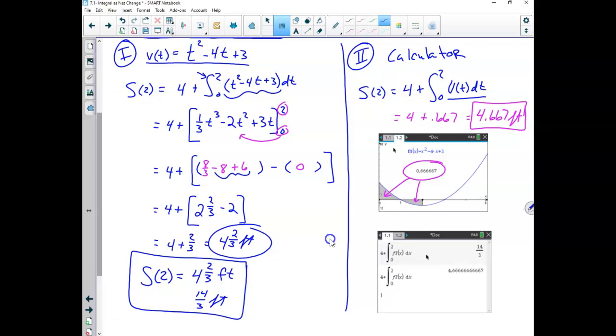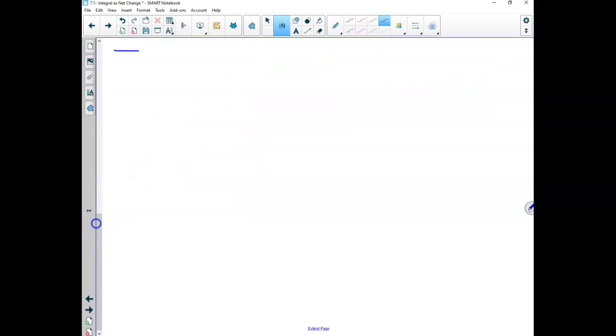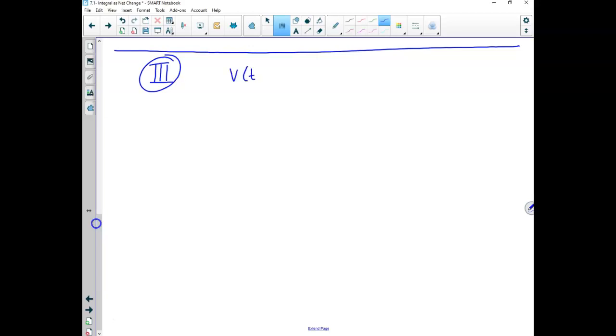Well, just so you know, there's a third way to do this, okay? What do you mean a third way? Well, let's come across here. I know the third way that I can get this is still algebraically. Well, how come? Well, I know V of t equals t squared minus 4t plus 3. And I also know my initial position at time 0 is 4. Okay, well, we can find that because if we're looking for the position at 2, we are finding what is s of 2 equal. Not really sure.